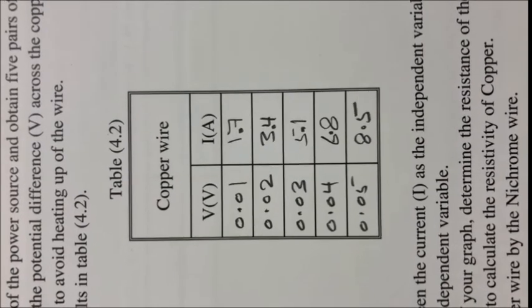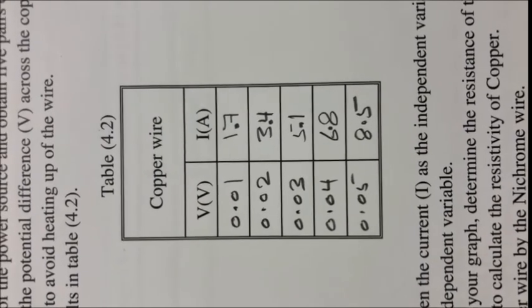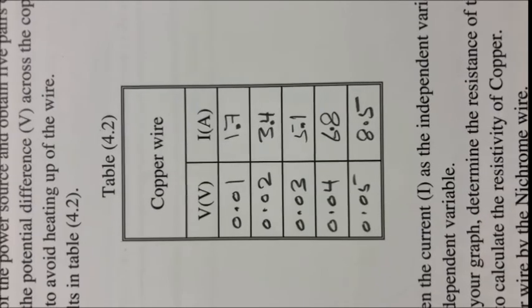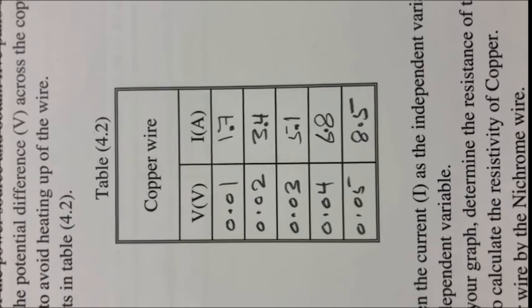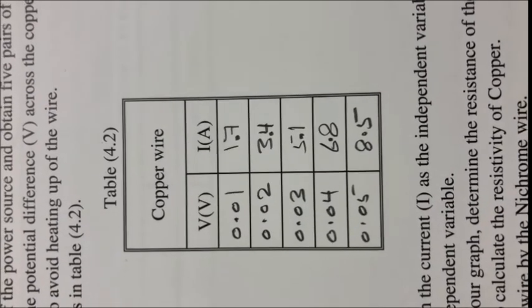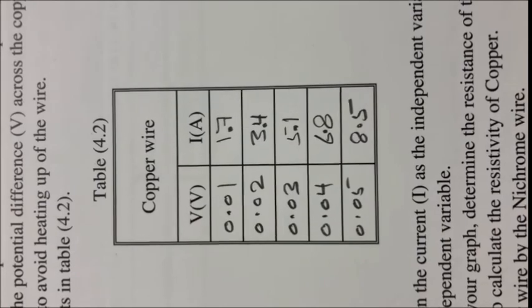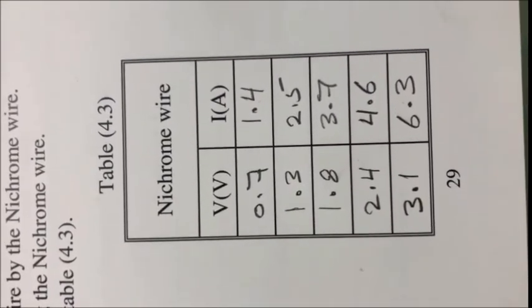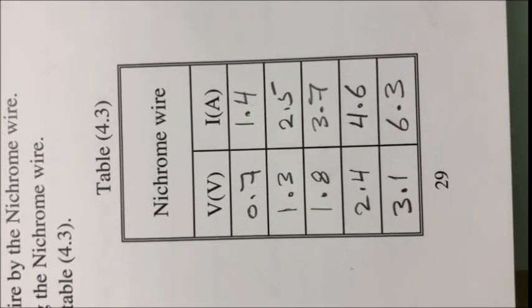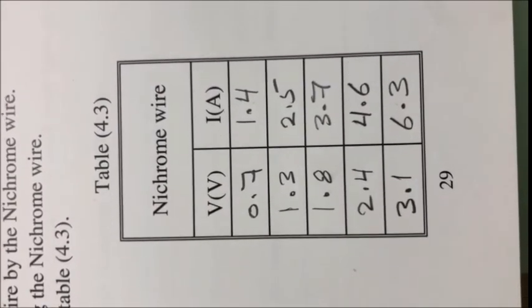After finishing the experiment, this is the data I got for the voltage and the current for the copper wire. And I used very small voltages because the resistance of the copper is very small. And notice that these voltages are in volts and the currents are in amperes, not milliamperes, so you don't need to convert units. And after doing the experiment for the nichrome wire, this is the data I got. We notice that the voltages used are larger because the resistivity of nichrome is larger than the resistivity of copper.